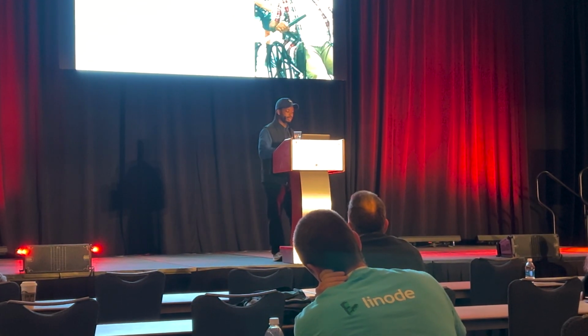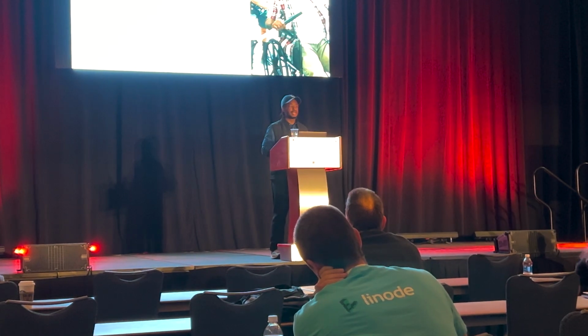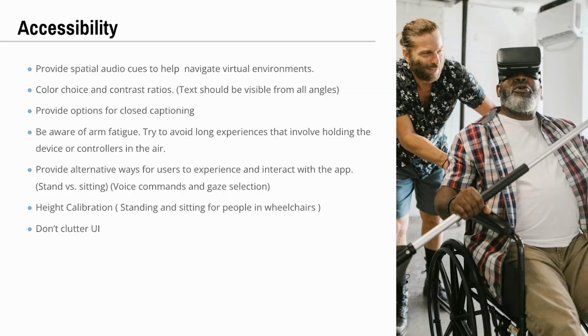Another thing is color choice and contrast ratios. Now, this is something we've seen everywhere. If everyone understands accessibility standards, and you hear it all the time, we always talk about contrast. Well, you're not getting away from it. The same thing applies to virtual reality. And I think it's even more important because not only does it have virtual elements, but it's also mimicking the real world. And we know that people have vision impairments and different things like that. So you want to make sure that you're creating things like text and stuff that are readable from all different angles. You also want to provide options for closed captioning.